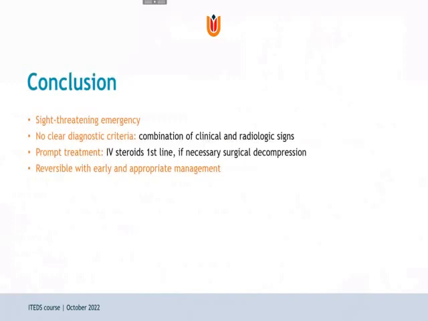So in conclusion, DON is a sight-threatening emergency. There are no clear diagnostic criteria, so we should rely on clinical and radiologic signs. Prompt treatment is necessary, and the first line is IV steroids, and the visual function or the loss of visual function is mostly reversible if we act early and appropriately.